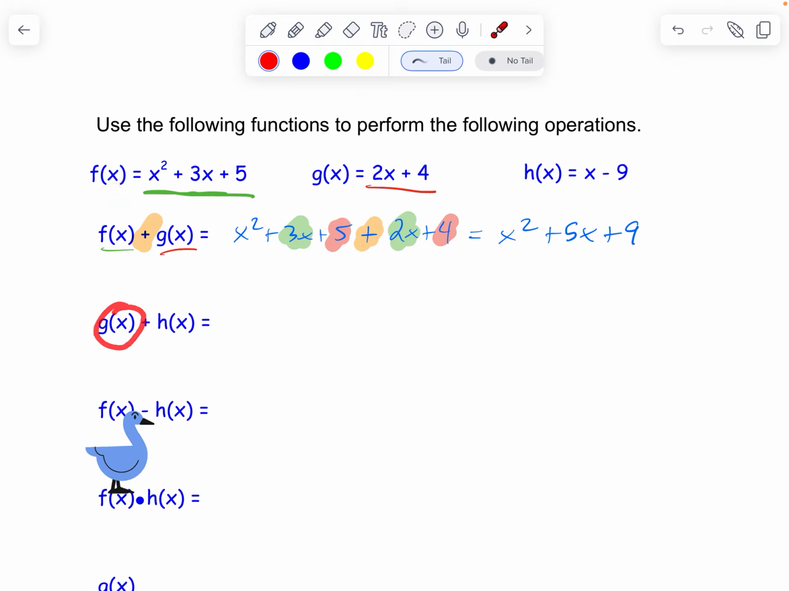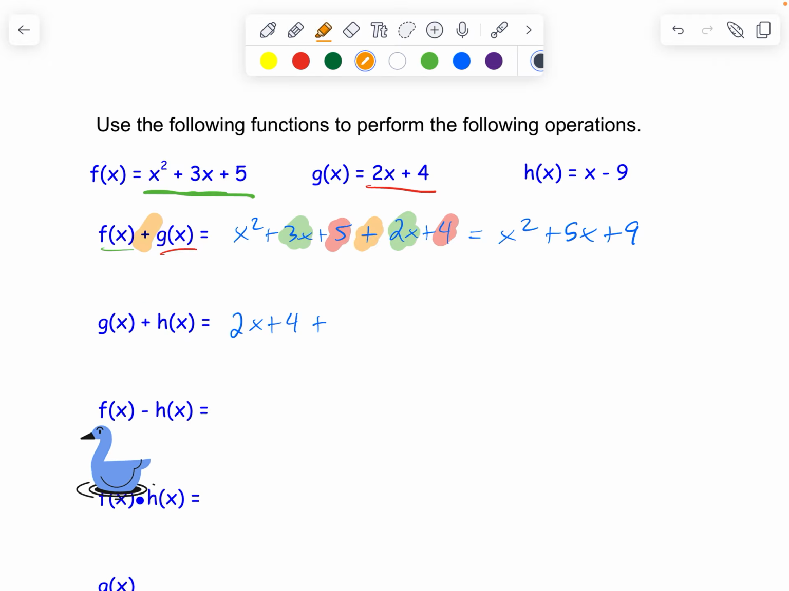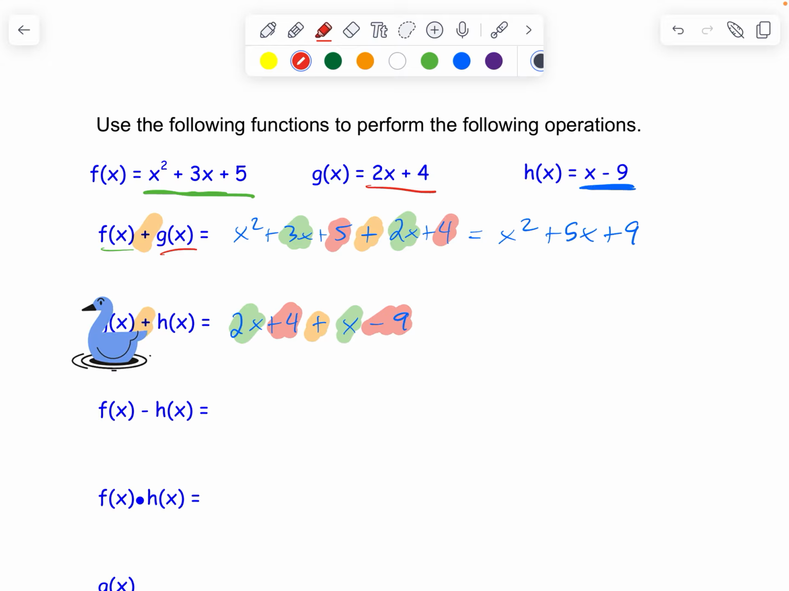Now I'm going to add the g function to the h function. So that's this one plus this one. So putting down the g function first, that's 2x plus 4. Just transcribing it down there. Then plus, again, this plus is this plus. Then I add in the h function, which is x minus 9. Combine like terms, so the 2x goes with the x, and the plus 4 goes with the minus 9.